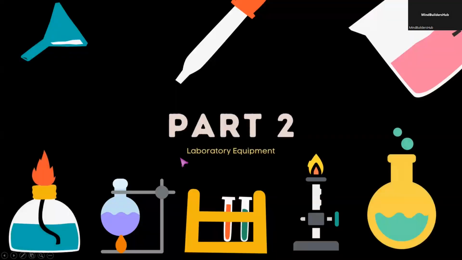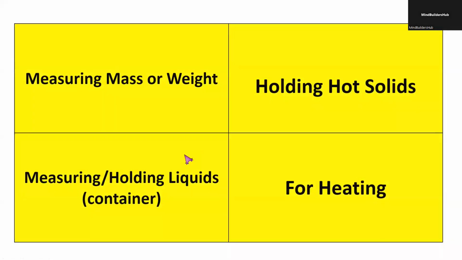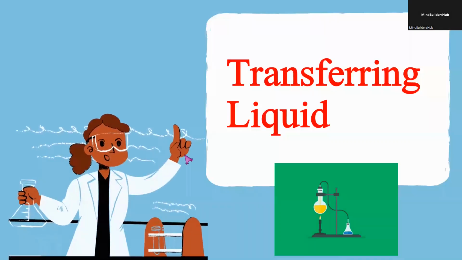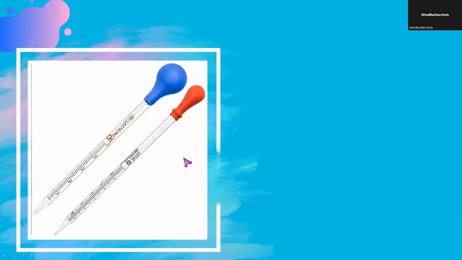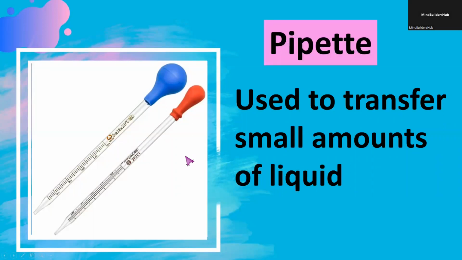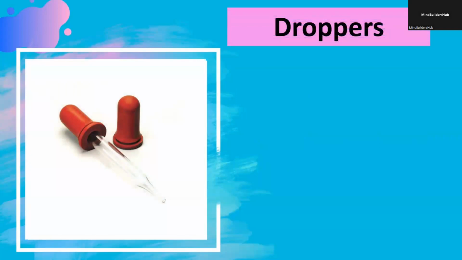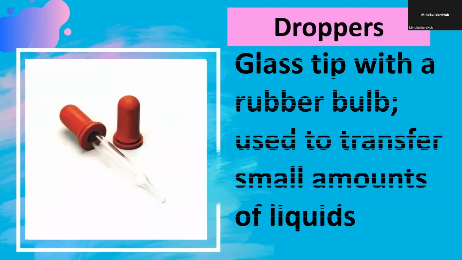Next, what about the rest of the laboratory apparatus? Let's take a look. In transferring liquids, these are the materials or the tools that we need to use. We have the pipette. It is somewhat longer than an ordinary dropper. It is used to transfer small amounts of liquids. This is a small version, and we call them the droppers. It has a glass tip with a rubber bulb here. It is also used to transfer small amounts of liquid. Same with a pipette.